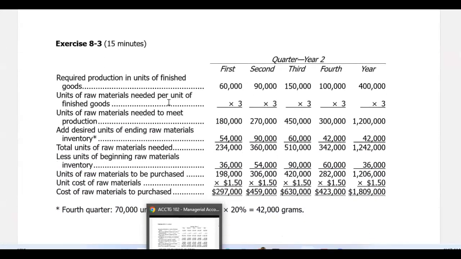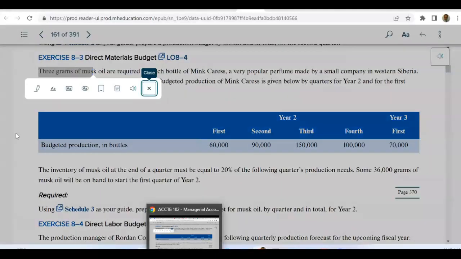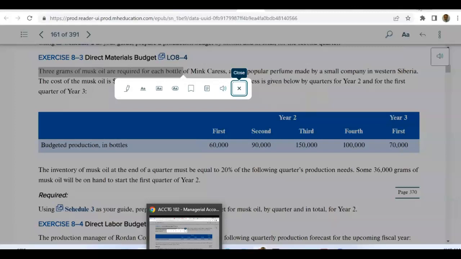Here is the production units: 60,000, 90,000, 150,000, and fourth quarter, 100,000. Units of raw material needed per unit of finished goods is 3 grams. That comes from right there. You see 3 grams of musk oil? So the 3 grams are required for each bottle. So we know that. Based on that, now we can go.